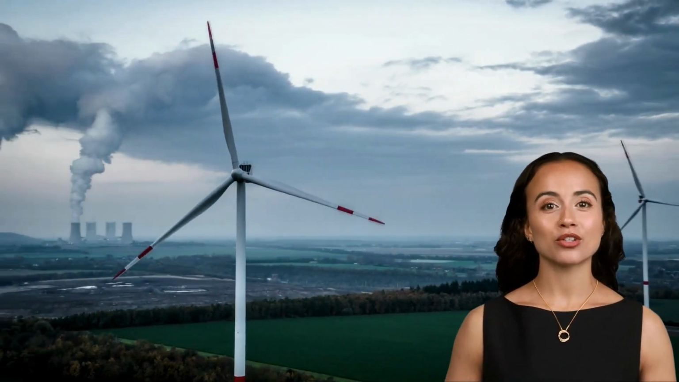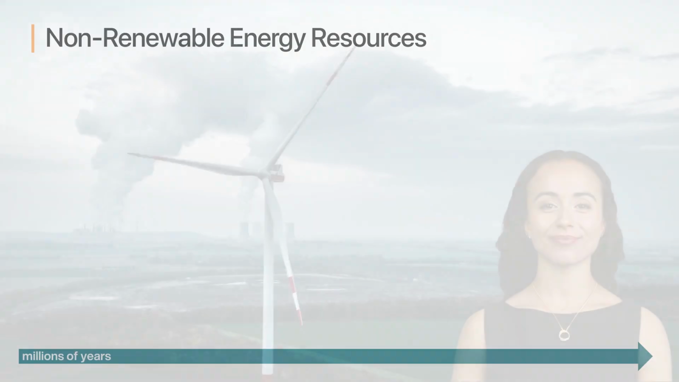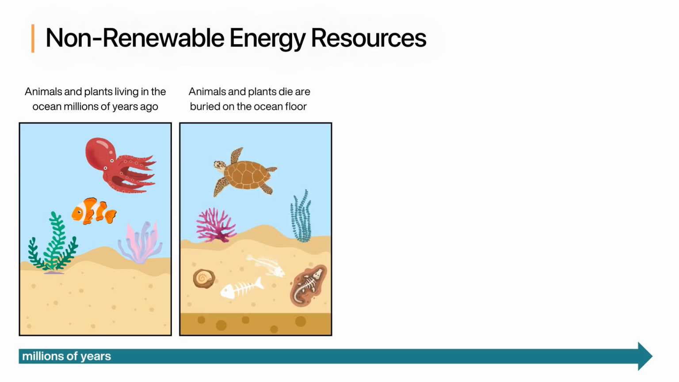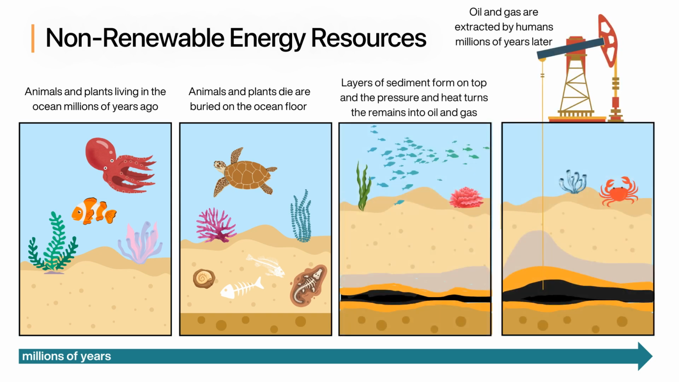Now we will move on to the different types of non-renewable energy resources. Non-renewable energy resources are much like one-off historical treasures. They have formed over millions of years from the remains of plants and animals and exist in finite amounts. There are three primary examples.